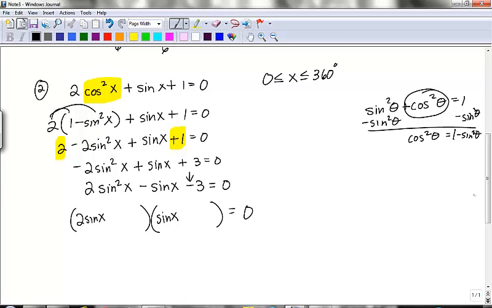Two numbers that multiply together give you 3. So 3 and 1. What do I need to put here? The 3 in here, the 1. Okay. And I need a minus and a plus. I agree with that. That'd give me 2 sine squared plus 2 sine minus 3 sine. That'd give me the negative 1 sine minus 3. Agree with that? So then set both those equal to 0.